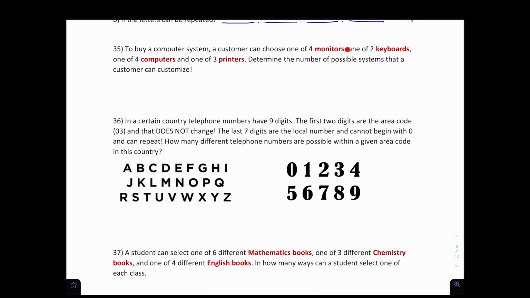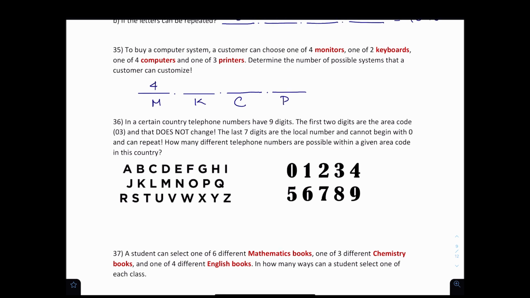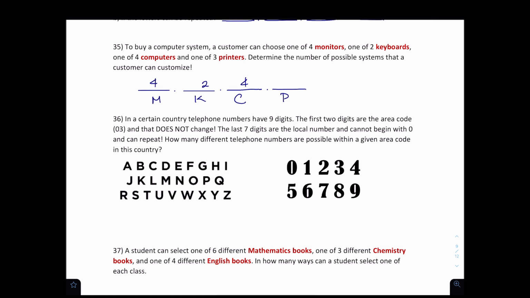I have monitors at 1 position, 2 positions, 3 positions, 4 positions. So I'm just going to write them here. First, second, third, and fourth. These are monitors. These are keyboards. These are computers, and these are printers. You have 4 monitors. Those are the number of choices. 2 keyboards, 4 computers, and 3 printers. So the MN rule says multiply. So the answer is 96 possible systems you can put together. Excellent.